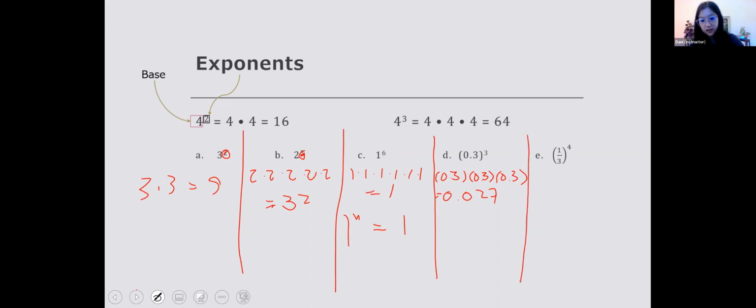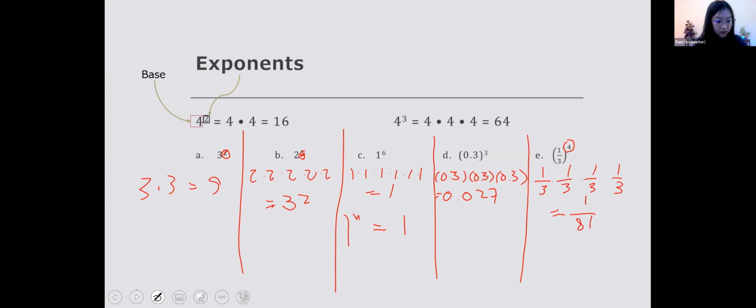Okay, and for E, the exponent is 4, so we will be doing 1 over 3 times 1 over 3 times 1 over 3 times 1 over 3. And this will be equal to 1 over 81.